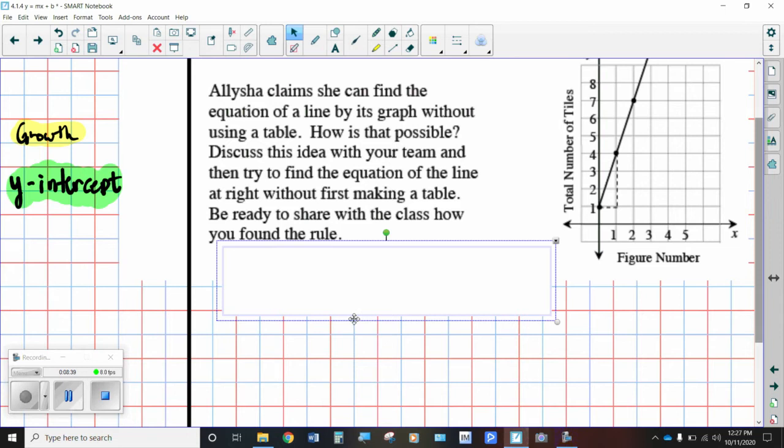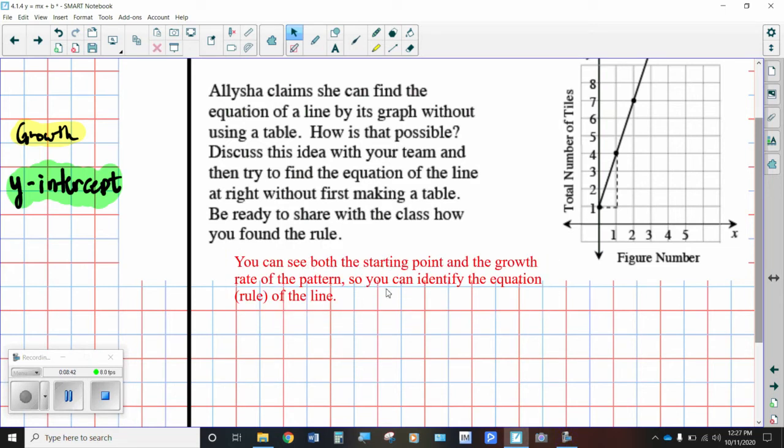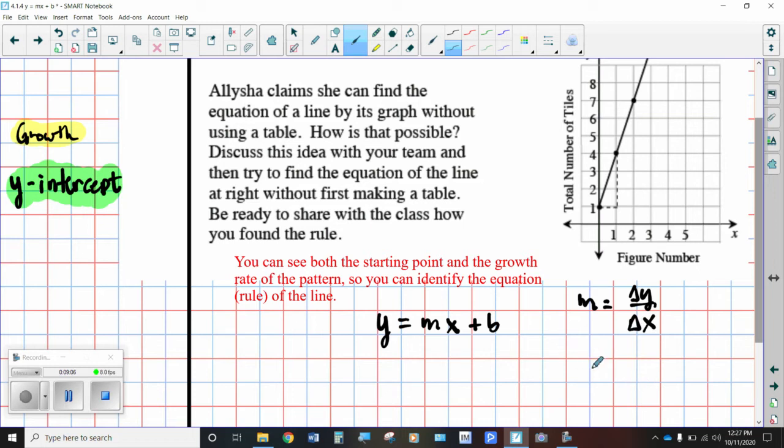Okay, so you might have said something like this. You can see both the starting point and the growth rate of the pattern, so you can identify the equation of the line. So let's go ahead and write out y equals mx plus b. And the m is the growth rate. That's going to be how much y changes between any 2 points, written as a ratio over how much x changes. And then the b is your y-intercept, where x is equal to 0. What is y going to be equal to? Y, in this particular case, is going to be your y-intercept, which is your b. So let's start with that. What is b equal to?